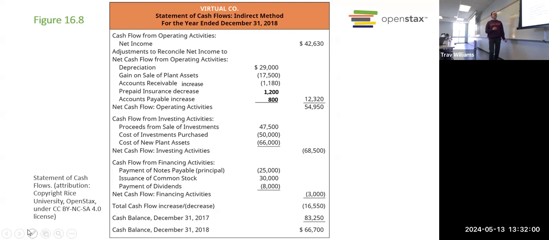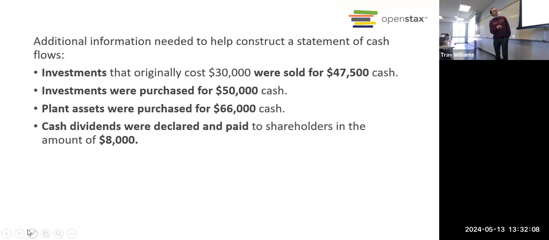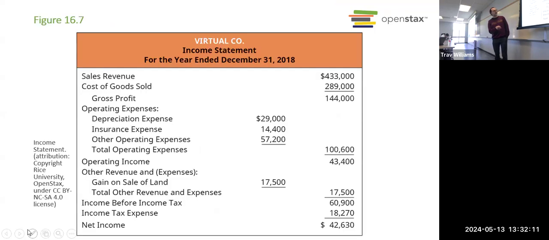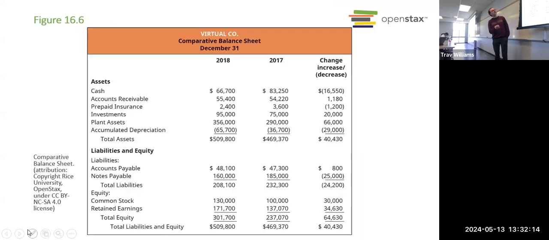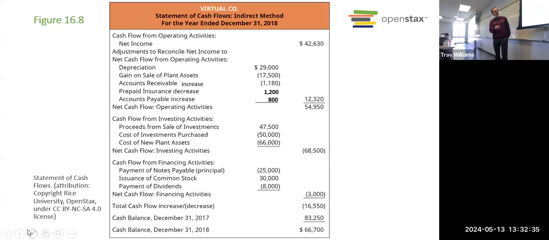Then we get to the financing section. So it says we paid down $25,000 of notes payable. Okay, let's take a look at that. Let's see, how do we see that? Here's our balance sheet. We can see our notes payable last year were 185,000. This year is 160,000. How did that happen? We must have paid them down, right? We see they went down by $25,000. So that is $25,000 of outgoing cash.